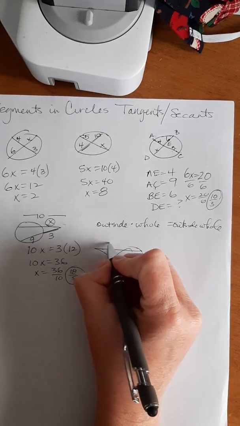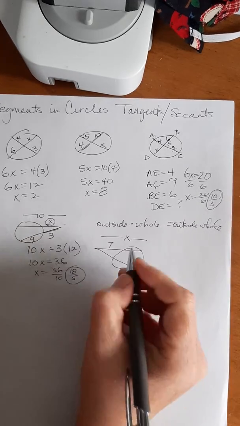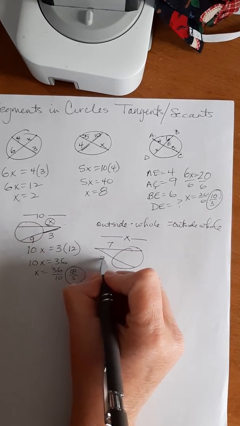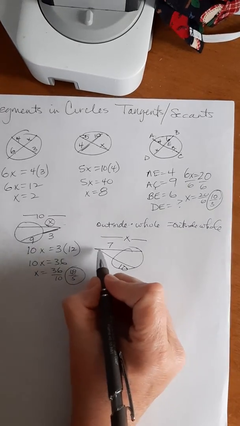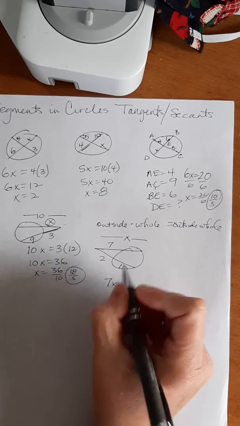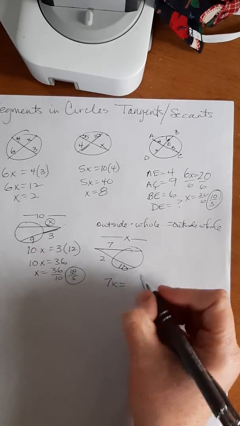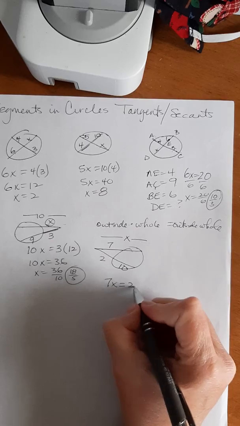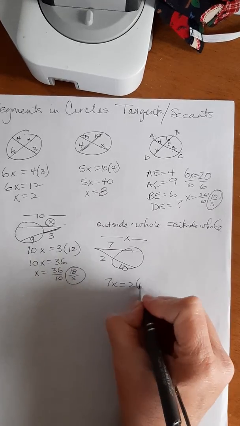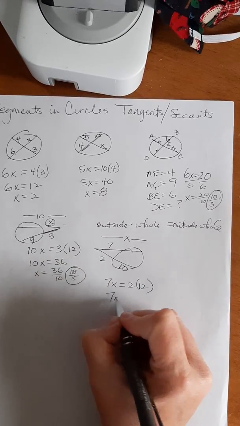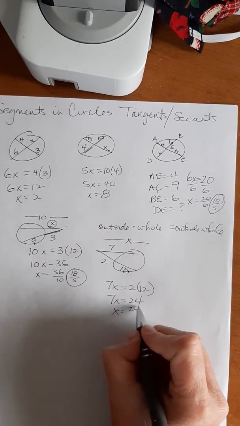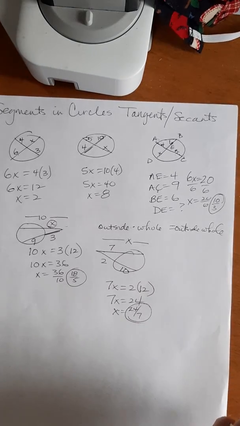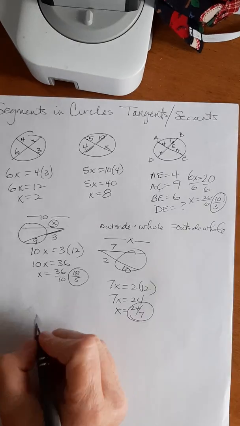They can even give it to you where it's, let's say, 7, x, 2 and 10. So outside to whole equals outside to whole. You can tell I just made this one up too. 7x equals 24. Divided by 7. 24 over 7.